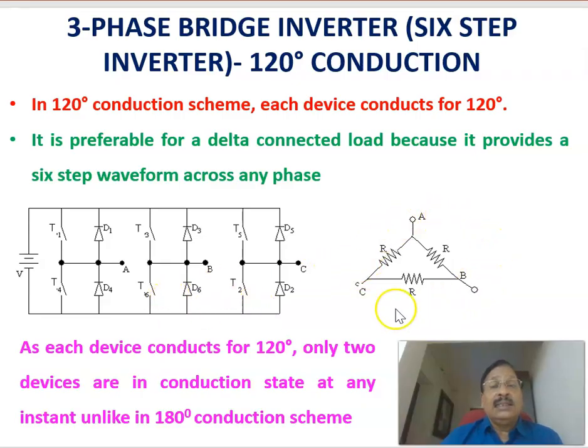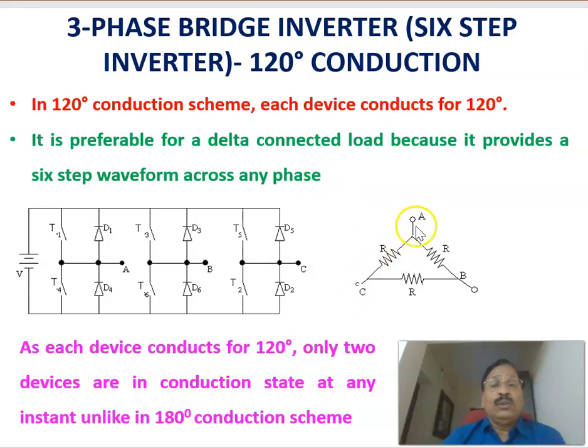We are considering a delta connected load, a resistive load. These are the terminals of phases A, B and C, connected to this delta connected load. In the 120-degree conduction scheme, each device conducts for 120 degrees, whereas previously in 180-degree conduction mode each device conducted for 180 degrees. Here each device, T1 to T6, conducts only for 120 degrees. It is preferable for a delta connected load because it provides a six-step waveform across any phase.